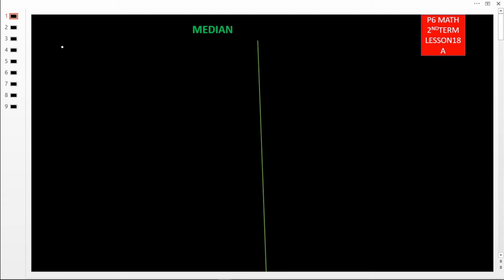So in the previous video, we were looking at range under what we call statistics or data handling. In this video, we are now going to move on with what we call median. This word median comes from the word middle, meaning that we are looking at what could be the middle number.